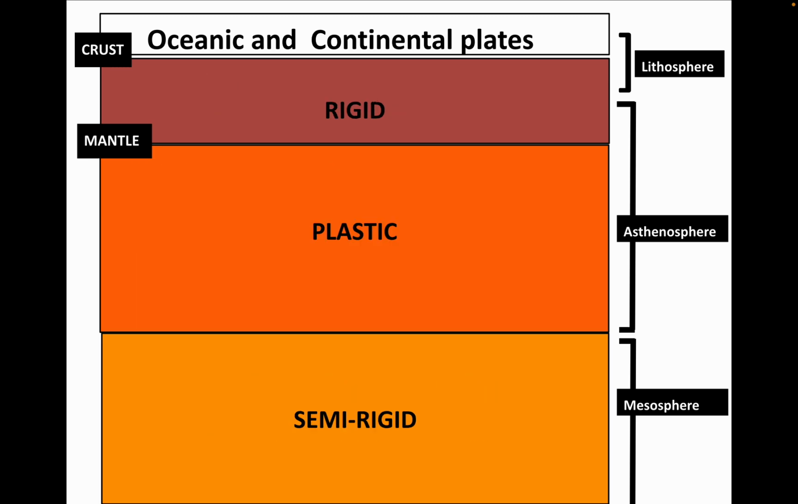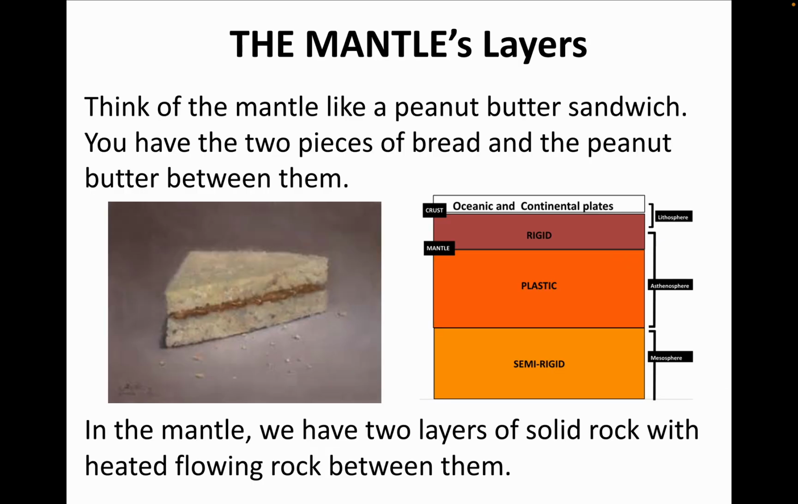And so just a reminder, as far as how we can describe the material here, in the continental plates and the lithosphere, it's going to be rigid. And the asthenosphere, it's going to be plastic. And the mesosphere, it's going to be semi-rigid again. Now, if you want to continue our analogy of using peanut butter to describe plasticity or the molten rock, then think of the mantle's layers as being like a sandwich. You've got two rigid layers on either side of a plastic layer.